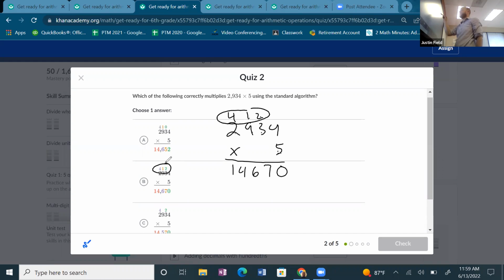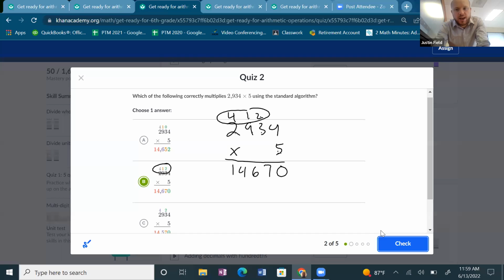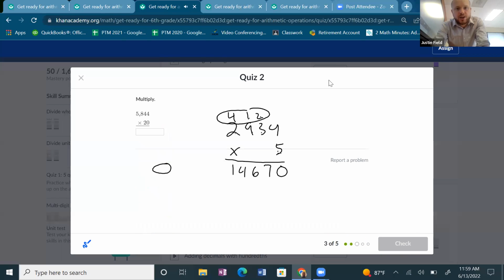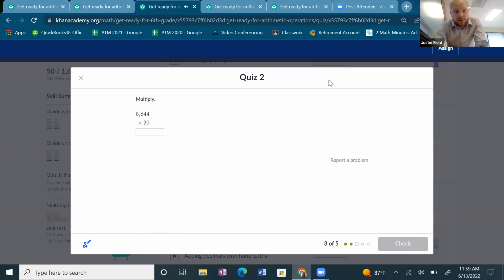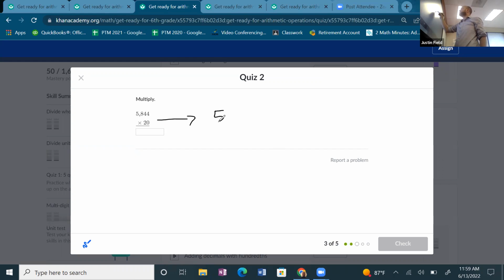And yeah, it matches. Notice also that I had no trouble multiplying by single digits. Going into 6th grade, you need to have no trouble multiplying by single digits, or you're just going to make your life really hard. So make sure you're practicing that.